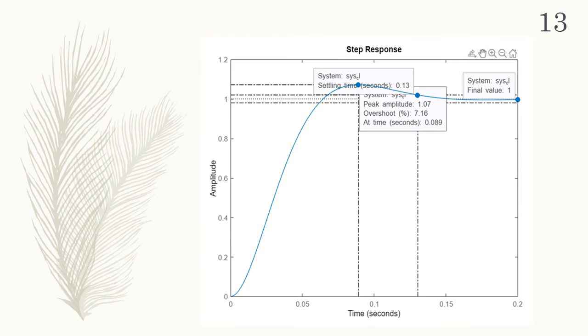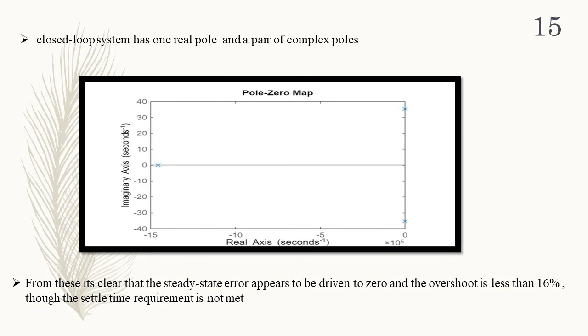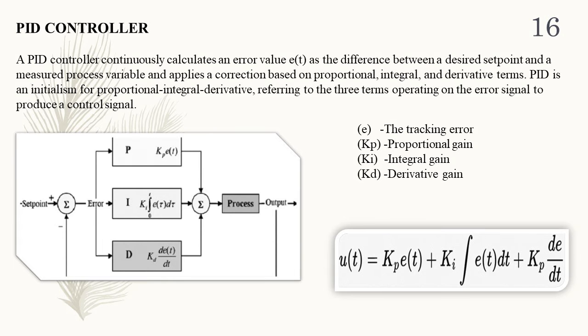Step response is obtained, and also maximum peak overshoot and settling time are calculated and obtained. From the step response, and also from the values of maximum peak overshoot and settling time, we can see that steady state error appears to be 0, and also overshoot is less than 16%, which is our requirement, but the settling time requirement is not met. So we use a PID controller.